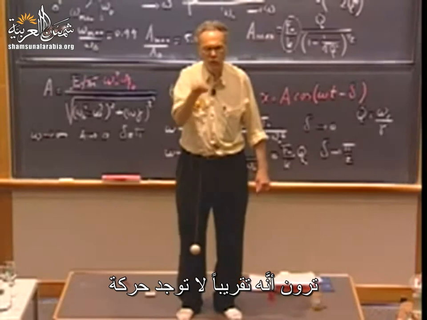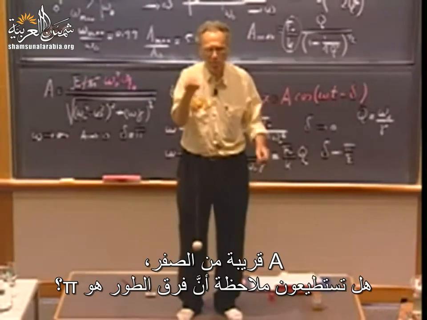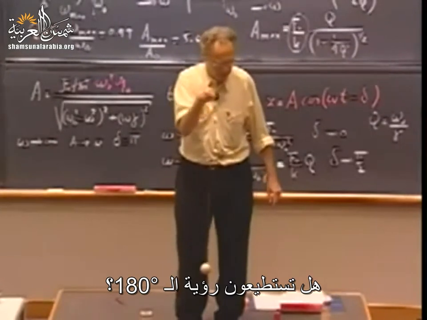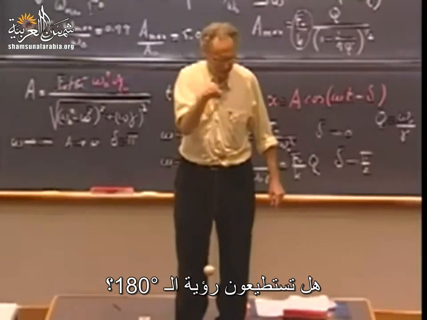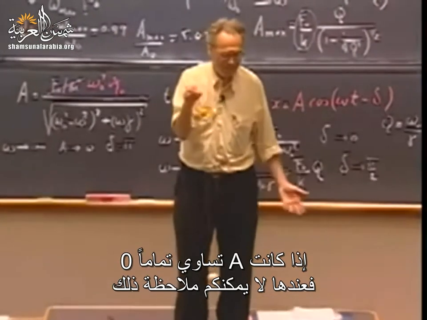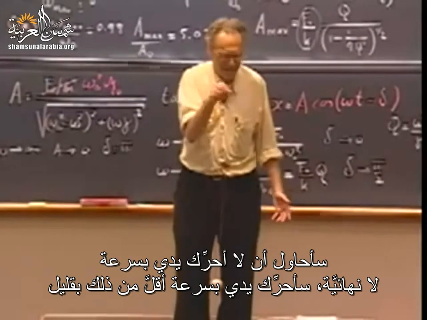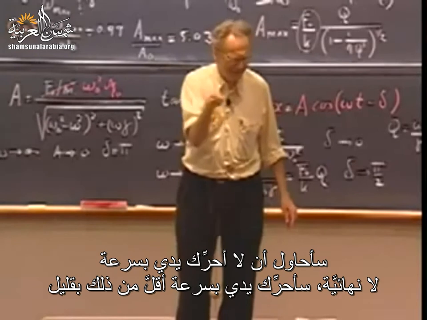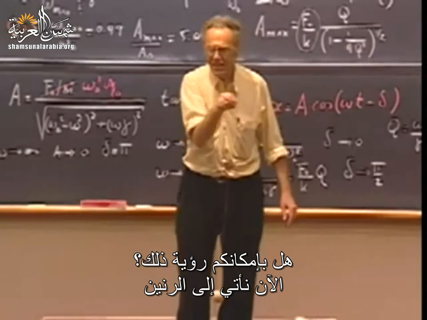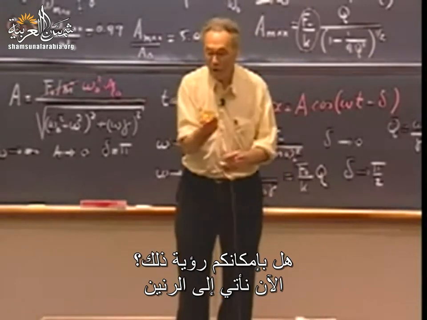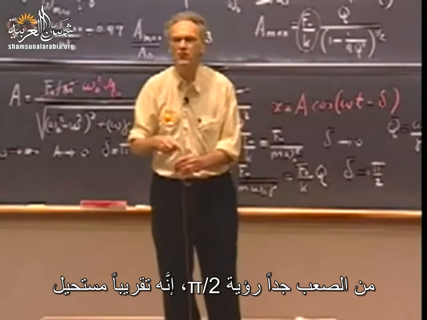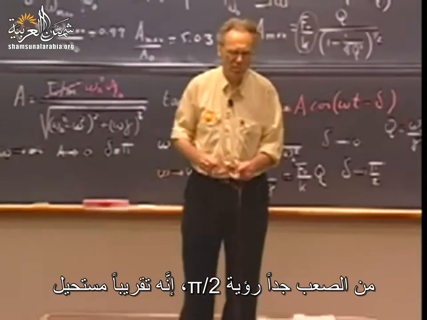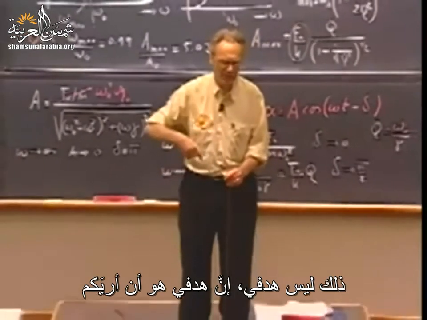You see that there's almost no motion. A is near 0, but can you really see that the phase difference is pi? Can you see the 180 degrees? You see, if the A is exactly 0, of course, then you cannot tell. So I try not to go infinitely fast. I go a little slower than infinitely fast. Can you see it? Okay, now comes resonance. And now it will be very difficult to see this pi over 2. That's almost impossible. That's not my objective.